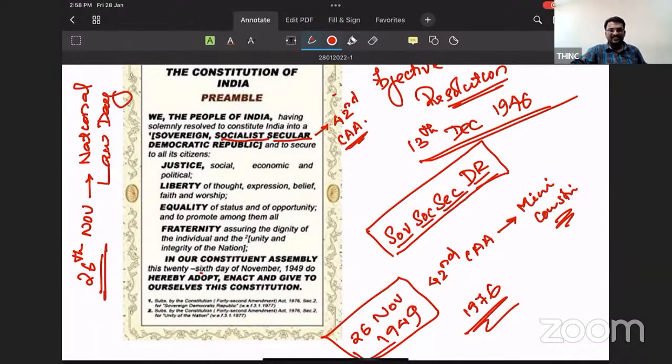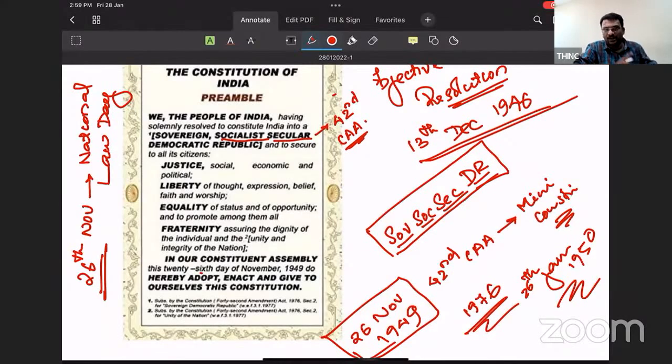And obviously, everyone knows that our constitution came into being two days before the end of that... that is 26th January. Okay, it came into being on 26th January of 1950, and that day is considered the Republic Day of India. So we just learned the preamble and important points from the preamble, what to look for in the preamble.